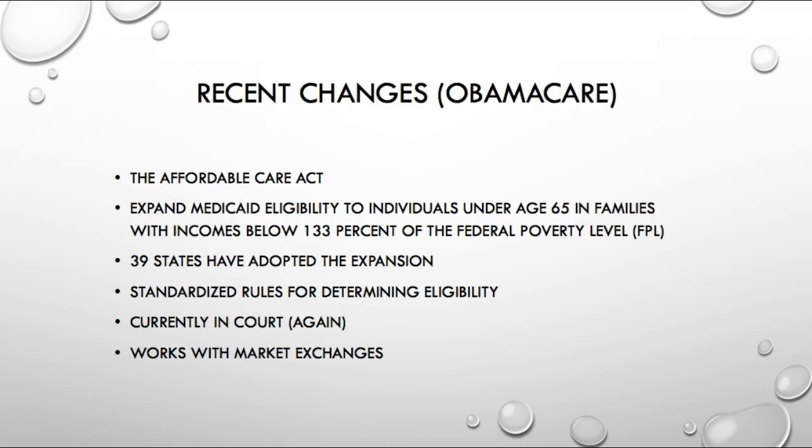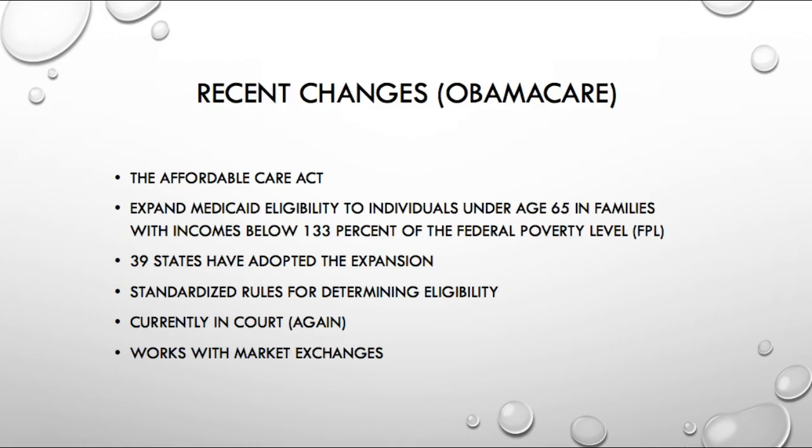The problem was there was a Supreme Court case following the Affordable Care Act, and the Supreme Court said states do not have to adopt the Obamacare Medicaid expansion. So states, rather than all having to make this change, were allowed to choose whether they did. At this point, there are about 39 states that have adopted the expansion, but not all have. So while Obamacare sought to really create standardization across the states, that didn't end up happening.